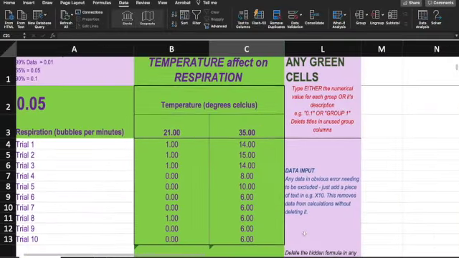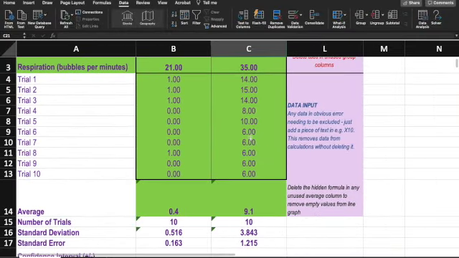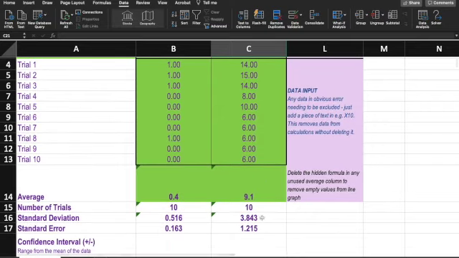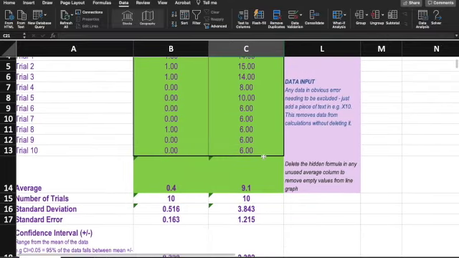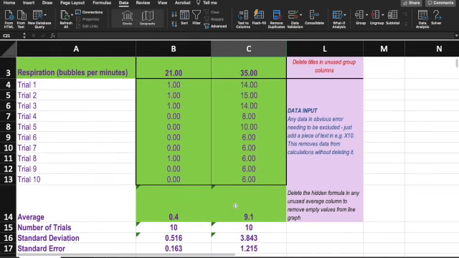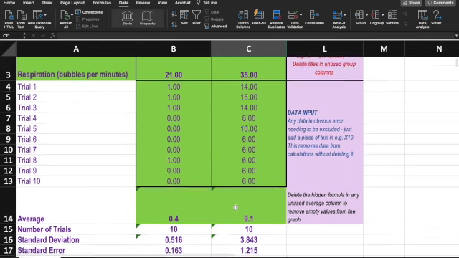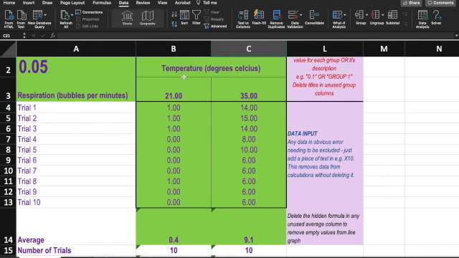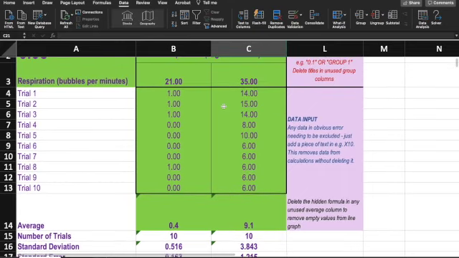So basically this tells us this. Here's all our data. There is more spread in the 35 degree one than in the 21. There is more error in the 35 degree one than the 21 degree one. A lot more error. But it still allows us to look for a trend or a pattern. Was there an effect? Did temperature affect the rate of growth, the respiration?